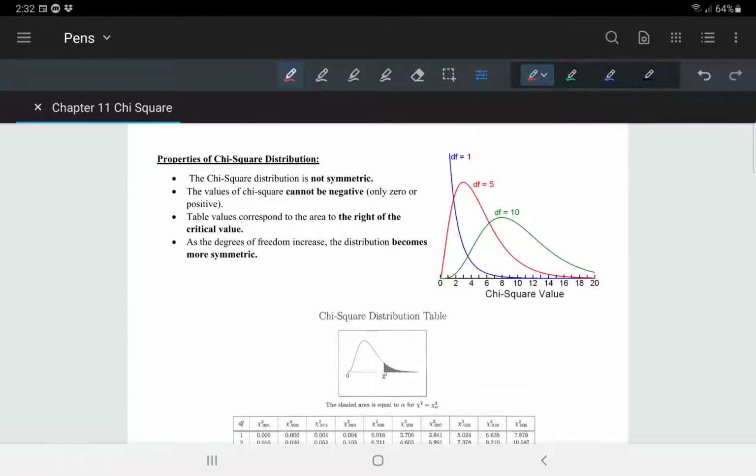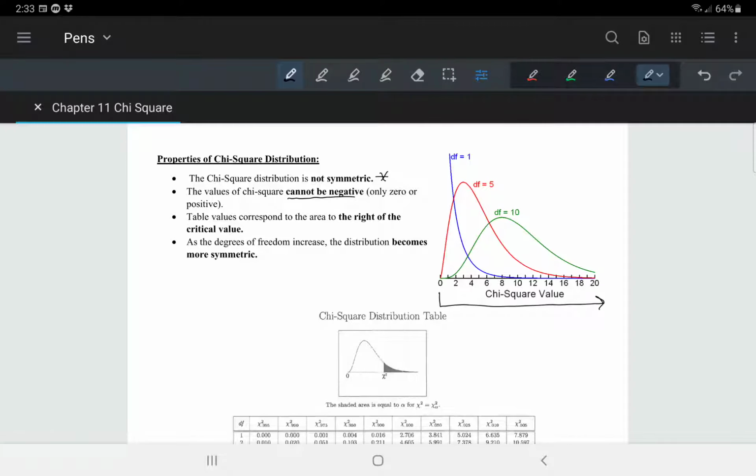So as this sample size changes, so will the graphs of the chi-square distribution. Notice this, the chi-square distribution is not symmetric. We no longer have a bell-shaped curve that's symmetric about the mean. Also notice that the values of the chi-square cannot be negative. They only go from 0 to positive infinity, theoretically positive values.